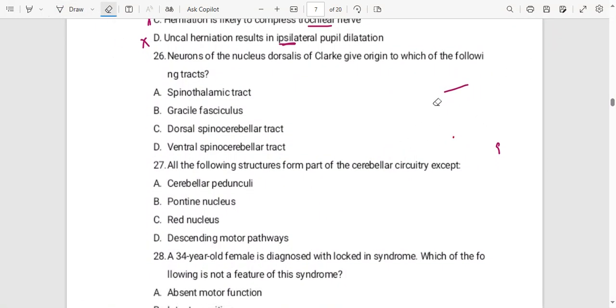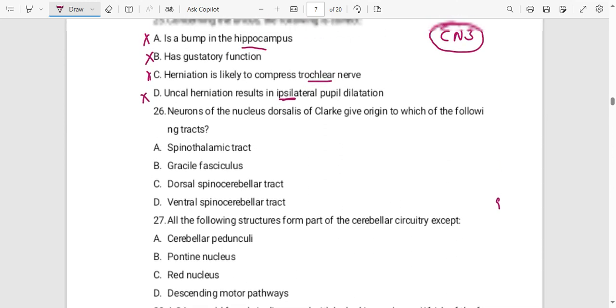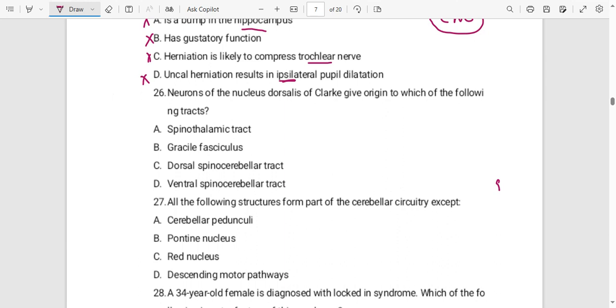Number 26. Neurons of the nucleus. Yes, doc. Oh, the answer is D. Uncal herniation results in ipsilateral pupil dilation. We have compressed cranial nerve number 3, and so we can't respond to light stimulation.